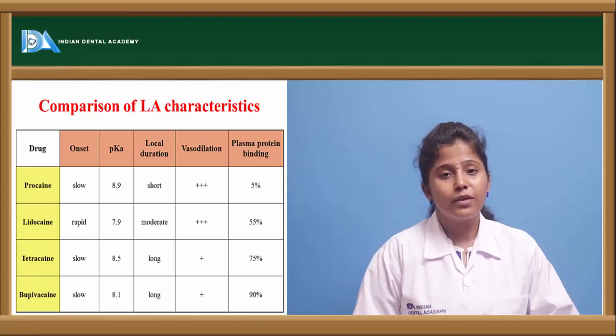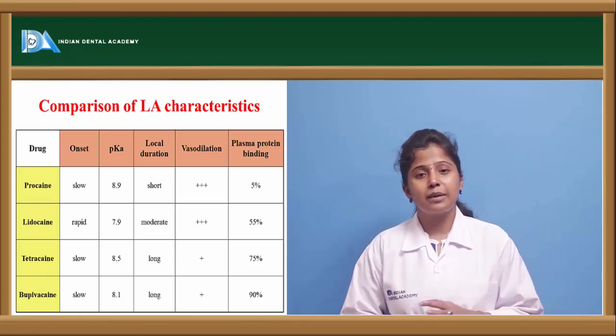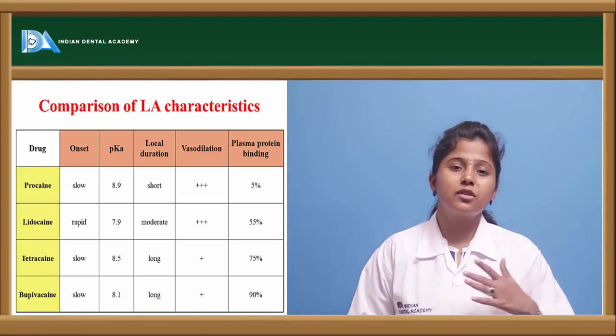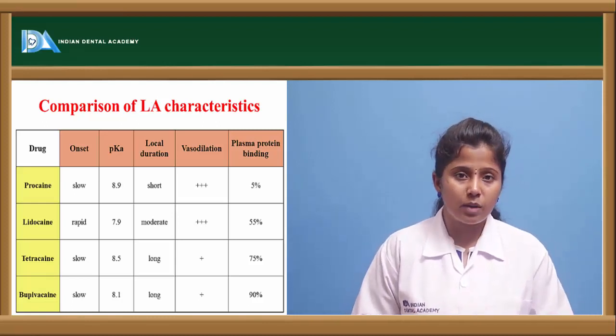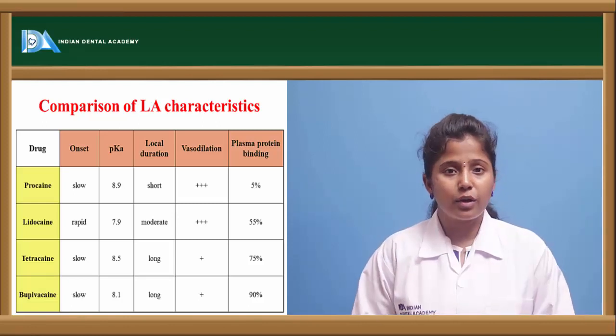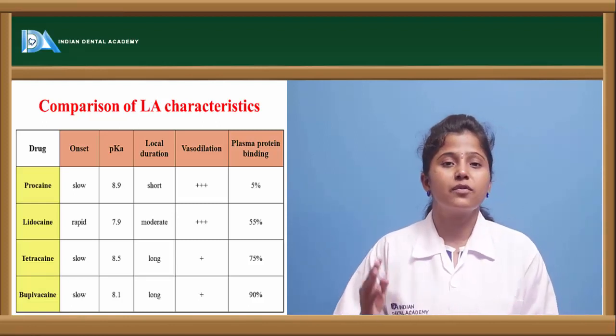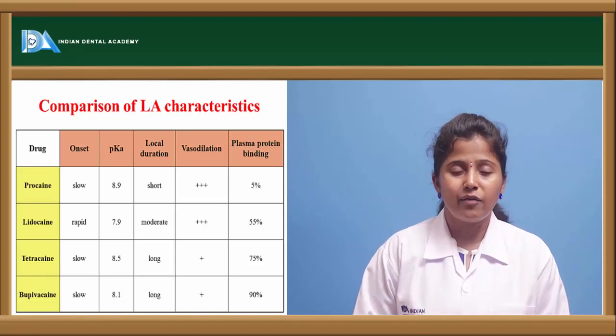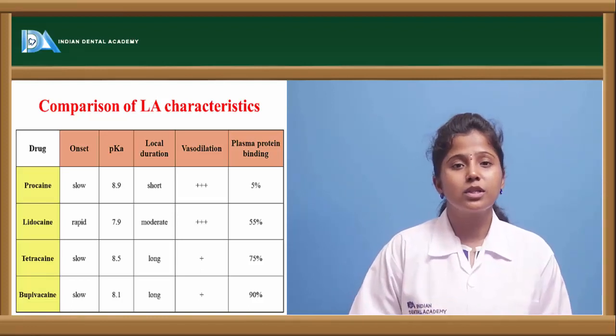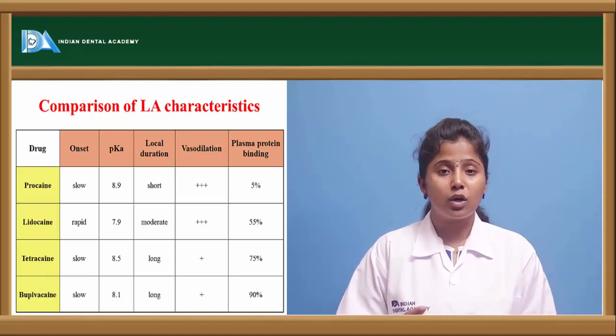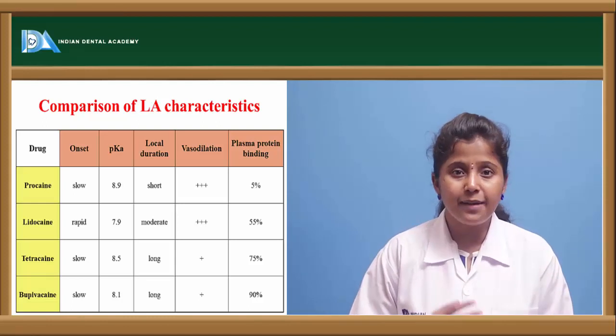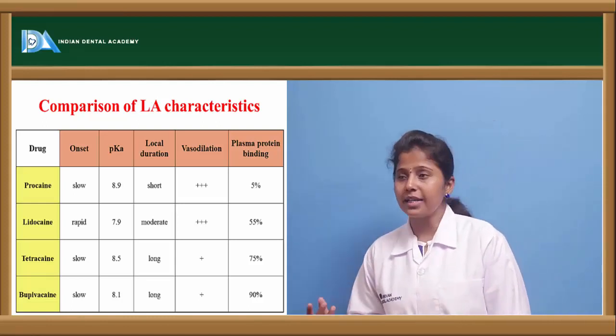Once we administer lidocaine, 55% of the lidocaine gets bound to the plasma proteins, and thereby it is not showing its effect. Only 45% of the drug is able to show its effect. The leftover drug which is not bound, or unbound, is what shows the effective local anesthetic action.